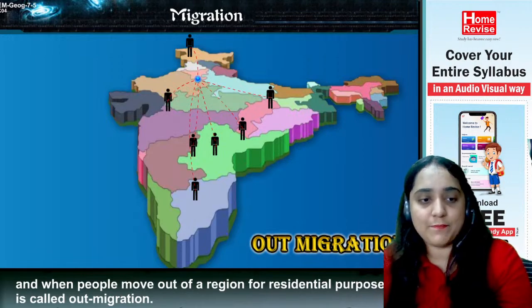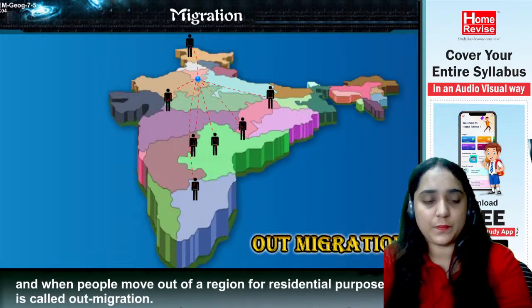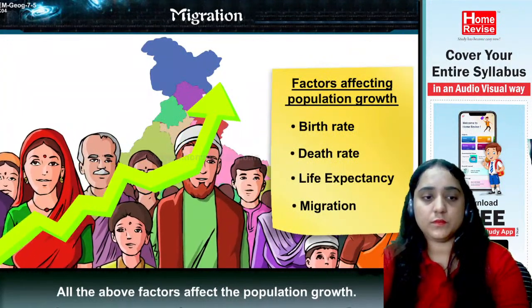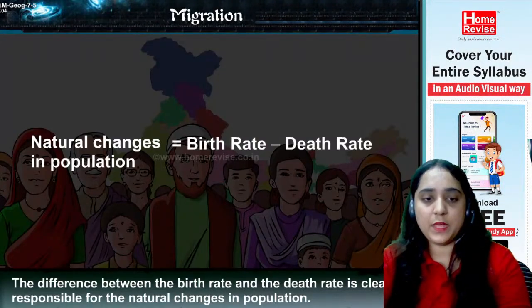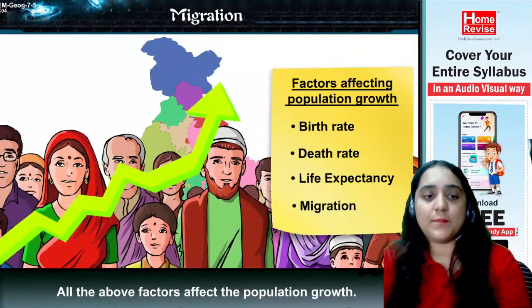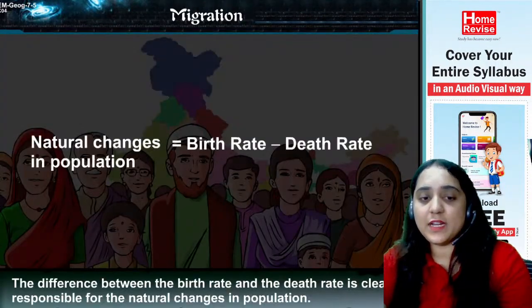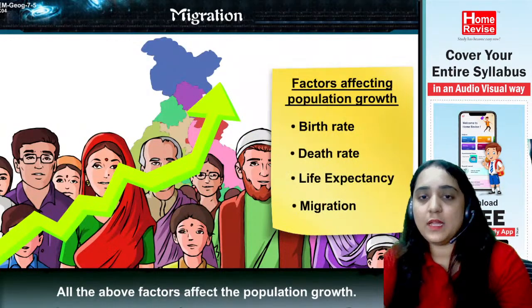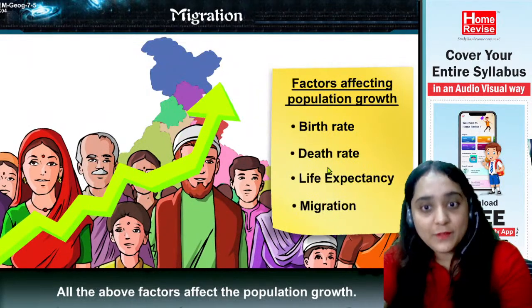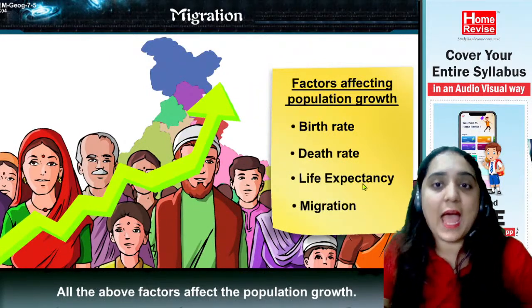Okay, please pay attention to the next thing. All the above factors affect the population growth. See, we have studied these four things now. We have studied about the birth rate, the death rate, the life expectancy and the migration.